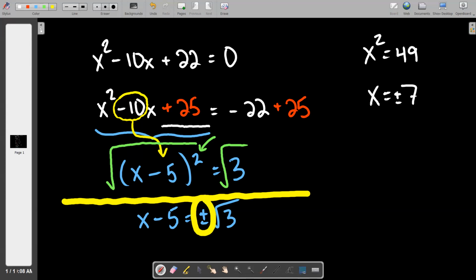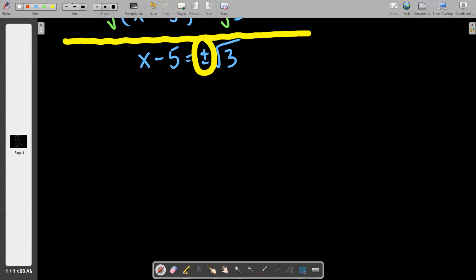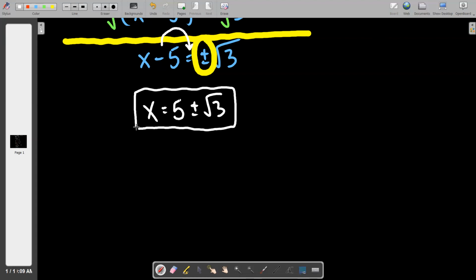Are we done? Does it say x equals? Got to move the 5 over. So all we simply have to do now to finish the job is move the 5 to the other side. And when I say move it, I mean very deliberately. Watch where I'm going to tuck it. This is not an arbitrary decision. I'm going to write x equals positive 5 plus or minus the square root of 3. And that's it.